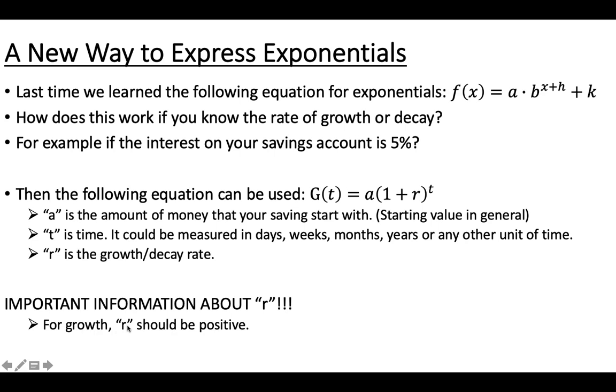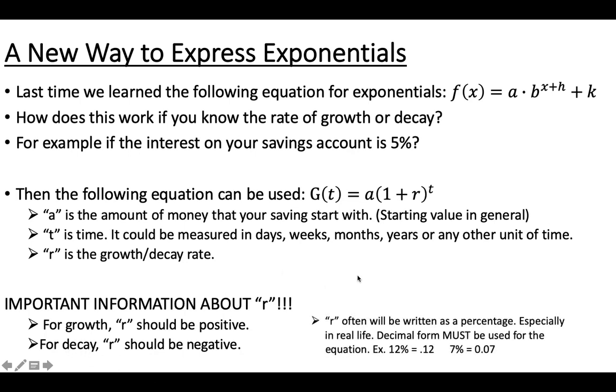For growth, if something's growing, then R should be positive. Okay, R should be positive. For decay, R should be negative. Or you could just do 1 minus your 10% or whatever. Okay, either R is going to be negative, or you're going to do subtraction instead of addition if you're looking at a decay problem. Lastly, this is really important.